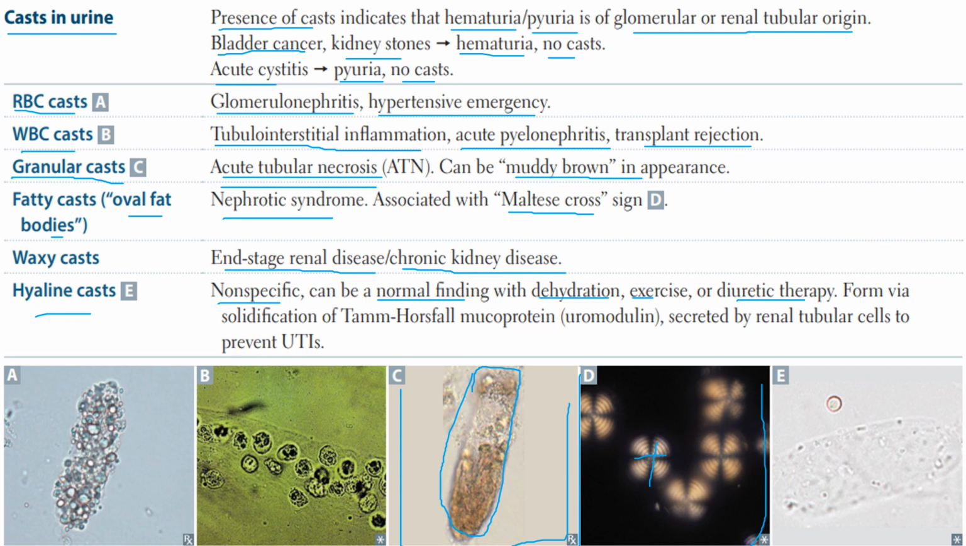They are formed via solidification of Tamm-Horsfall mucoprotein, also known as uromodulin, secreted by renal tubular cells to prevent UTIs. This is the hyaline cast. This image shows an RBC cast, and this image shows WBC casts. Please do remember all these casts and their appearances as they are associated with the diagnosis, as we saw.